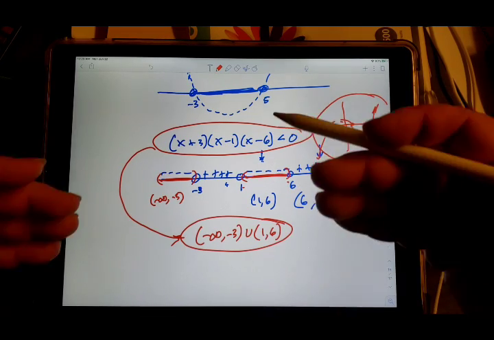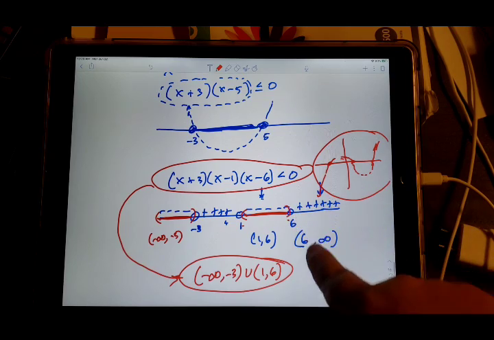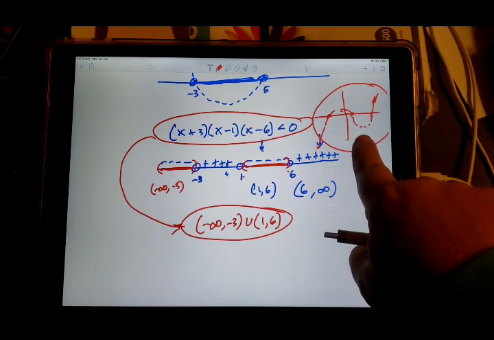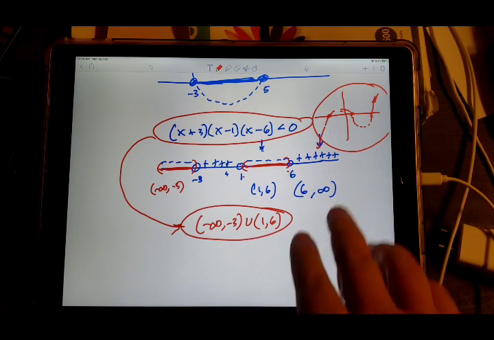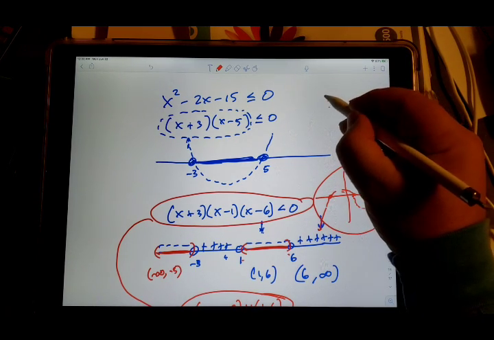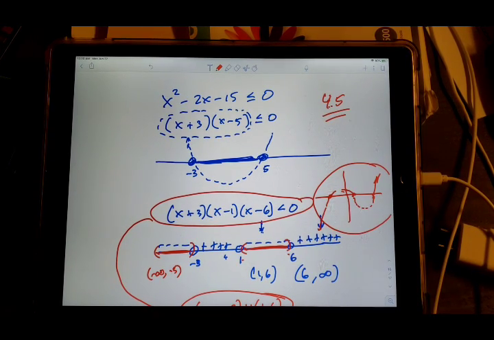So there is a connection between what we're doing now, using graphs to solve inequalities, and the reverse of that, using inequalities to draw graphs. I just wanted to throw that little foreshadowing out there for our next chapter. But this is section 4.5, and that's certainly enough of section 4.5.